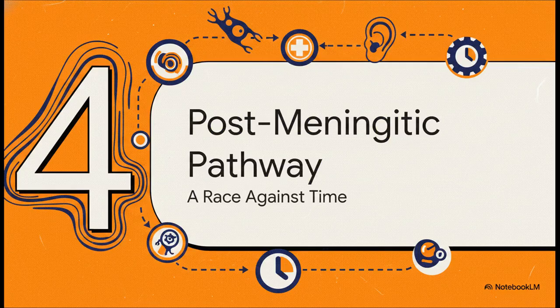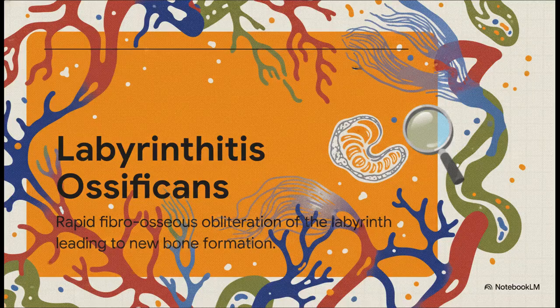All right, Section 4, the post-meningitic pathway. This is a true race against time. Let's shift focus to arguably the most urgent scenario we face. Imagine a patient, often a child, who has survived bacterial meningitis but has subsequently lost their hearing. This defines a true emergency known as labyrinthitis ossificans. Essentially, this is the rapid fibro-osseous obliteration of the membranous labyrinth following suppurative bacterial inflammation. It leads to irreversible new bone formation right inside the cochlea.